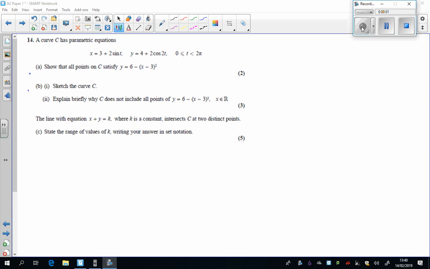Question 14, the last question. And it is the last question. It's got some nice parts later on, some tough parts. But we can get these marks here just by starting by putting the x into the equation here.